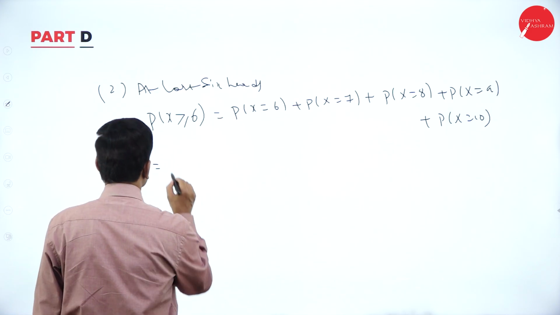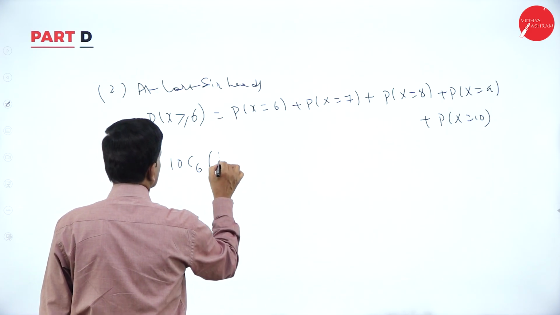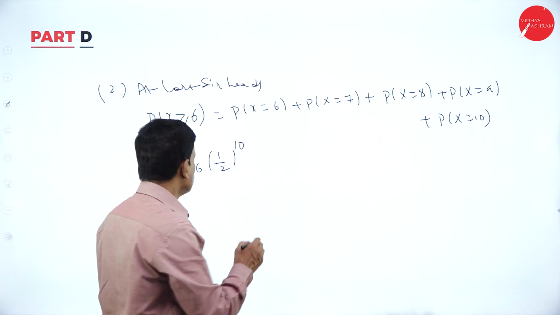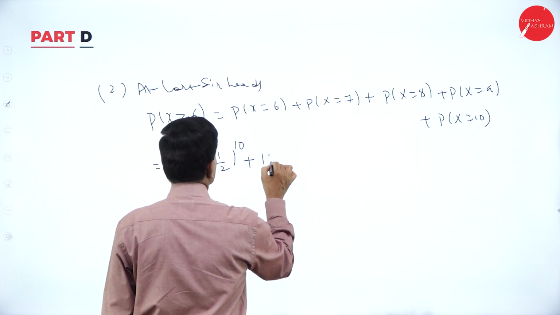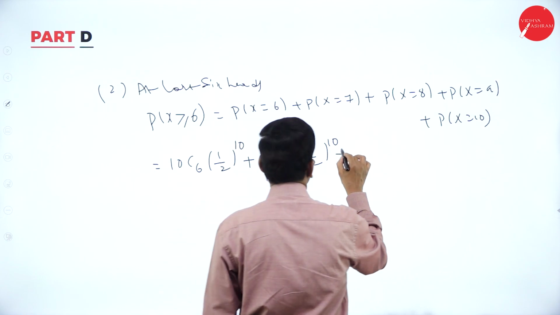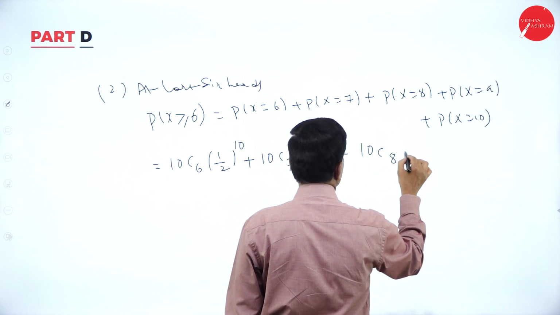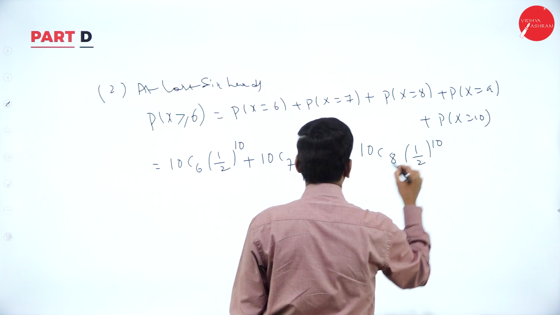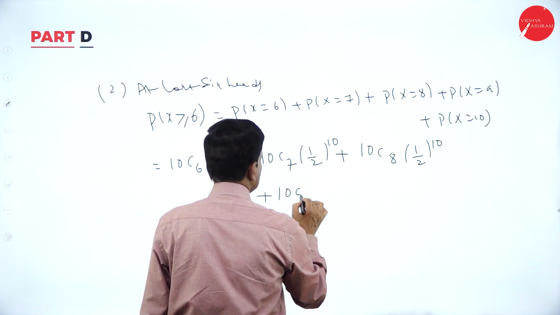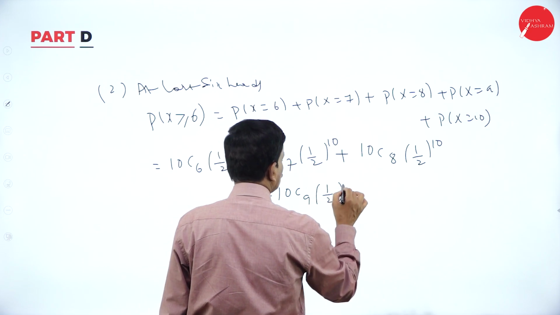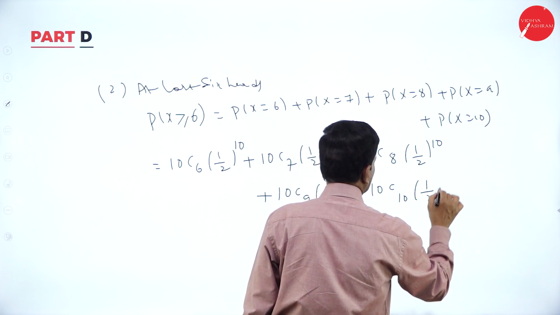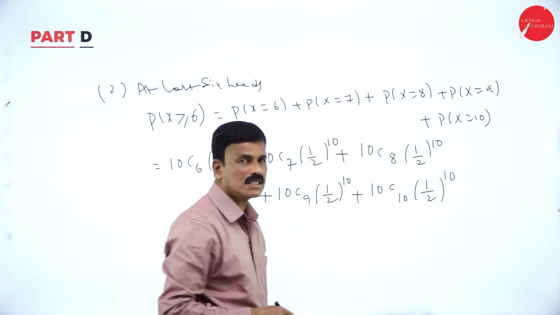For x is equal to 6, 10C6 into 1 by 2 to the power of 10. Okay. Now in other cases, very simple. So 10C6, next 10C7 into 1 by 2 to the power of 10 as it is, plus 10C8 into 1 by 2 to the power of 10, plus 10C9 into 1 by 2 to the power of 10, plus 10C10 into 1 by 2 to the power of 10. That's it. Okay.